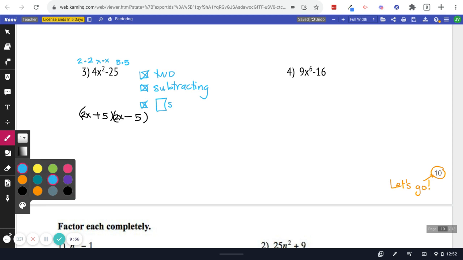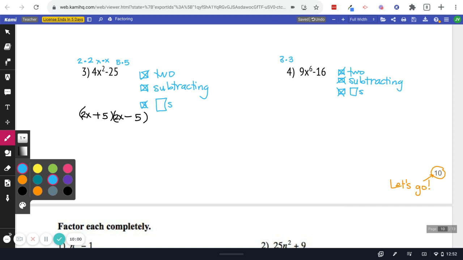Let's do this next one. I will not keep making the checklist, but it's kind of fun. And it's a good reminder of what do I need? Remember, that was our essential question. What are the requirements to be able to factor this way? Do we have 2 things? Yes. Are we subtracting? Yes. Do we have squares? Yes. 9 is 3 times 3.